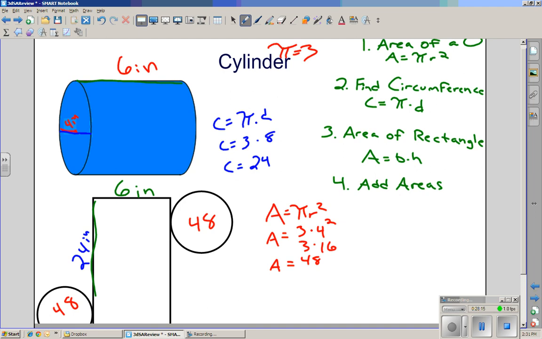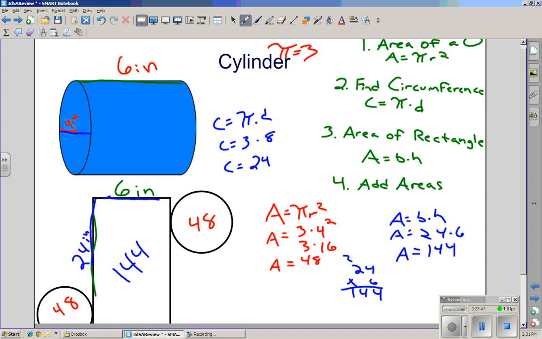Okay, third step, I have to find the area of my rectangle, which we've done about 1,000 times so far in the study session. It is my base times my height, 24 times 6. When I do that off to the side, I have 4 times 6 is 24. That is 12 plus 2 is 14. My area of my rectangle is 144.